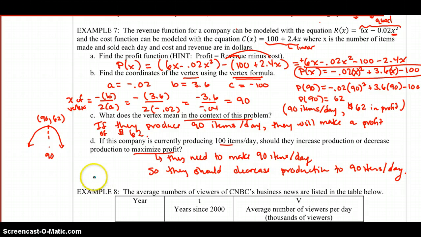So let's see what happens right now. Their profit, as they're making 100 items per day, if we stick that through our profit function, we get an expression that looks like this.